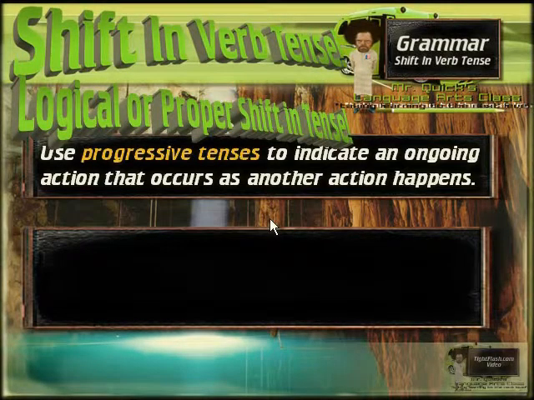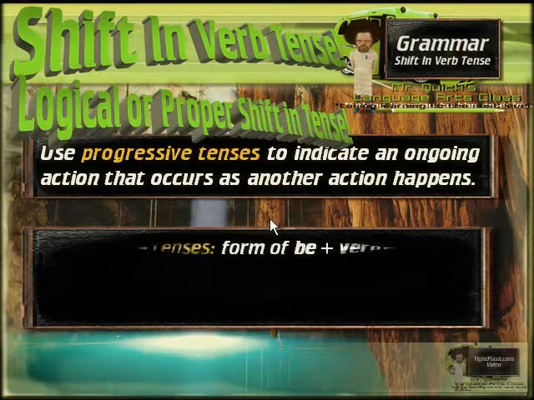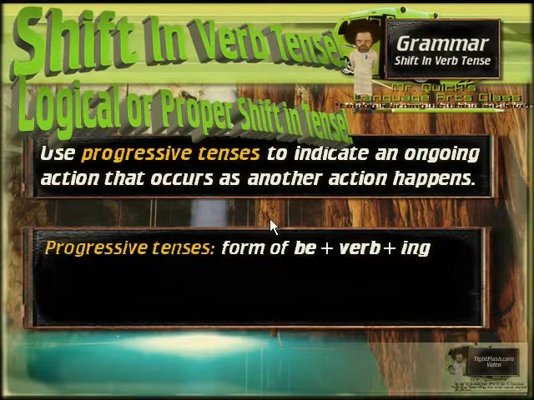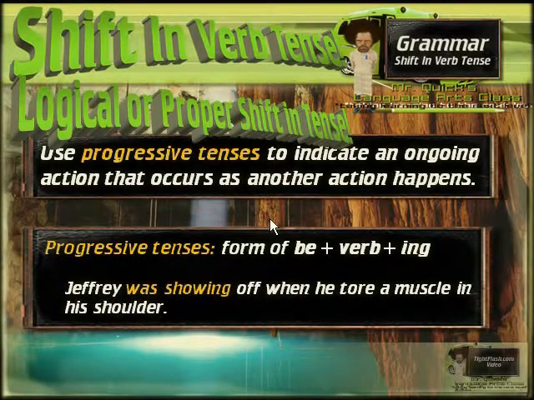Use progressive tense to indicate an ongoing action that occurs as another action happens. Progressive form, of course, is the form of be and the verb plus the ing. For instance, Jeffrey was showing off when he tore a muscle in his shoulder. Okay, was showing being the verb. Jeffrey was showing off when he tears a muscle in his shoulder. It wouldn't make sense there. Of course, it definitely doesn't match the meaning, and it's just illogical altogether. There's no way you could do that.